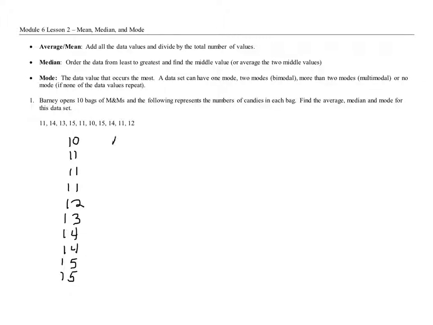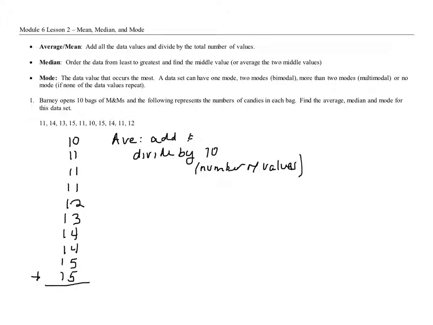So for the average, I'm going to add and divide by the number of data values, which is 1, 2, 3, 4, 5, 6, 7, 8, 9, 10. When I add these up, it turns out to be 126. So I'm going to take 126 and divide by 10, and I just have to move the decimal point over: 12.6 is the average.